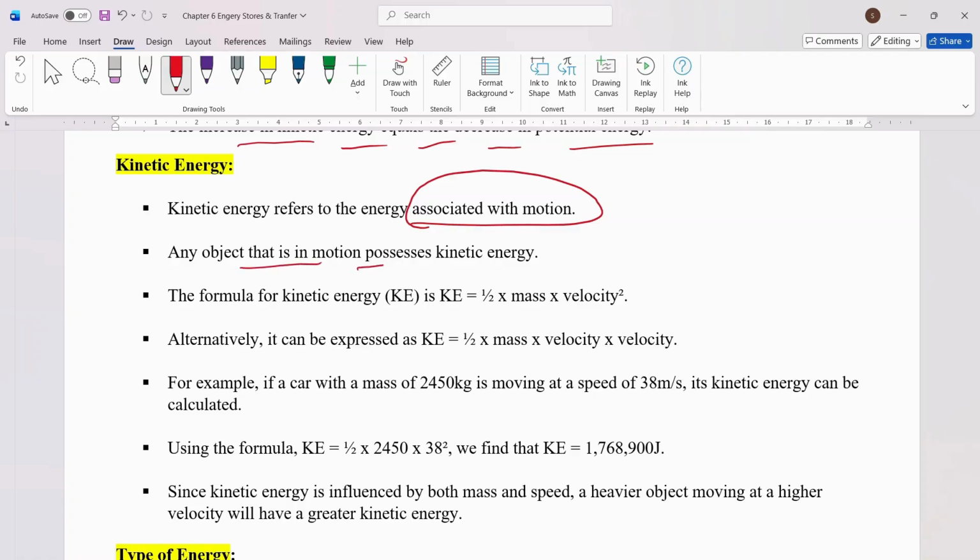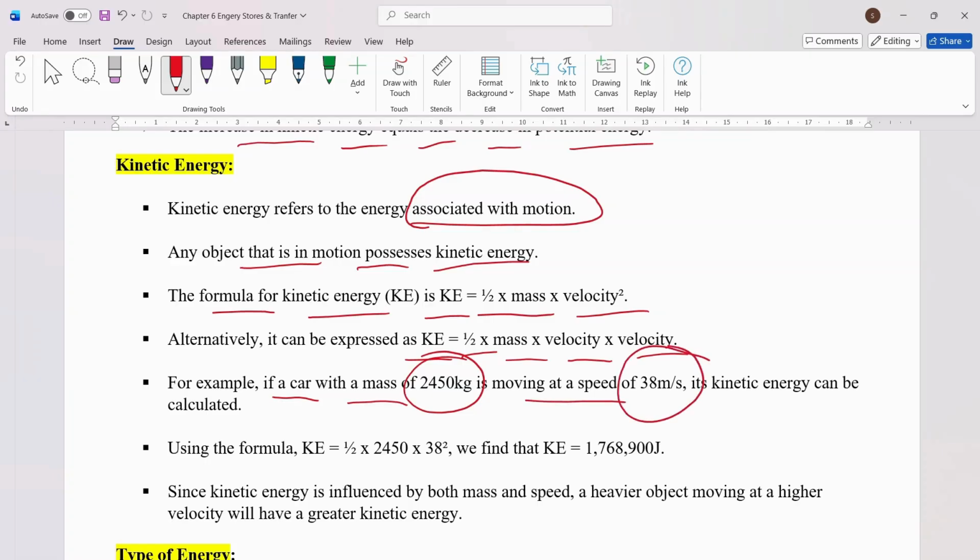Any object that is in motion possesses kinetic energy. The formula for kinetic energy is half times mass times velocity square. Alternatively, you can write KE equals half times mass times velocity squared. For example, if a car with a mass of 2450 kg is moving with a speed of 38 meter per second, its kinetic energy will be calculated by multiplying half times mass times velocity square as per its formula, and you will get the energy in joules.